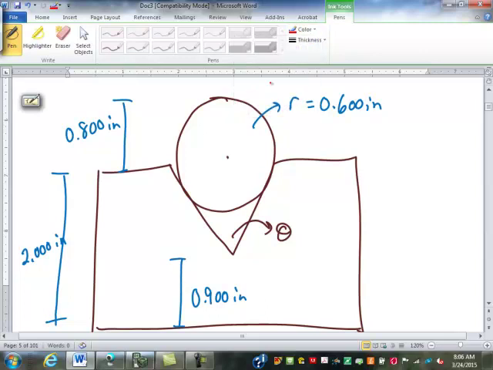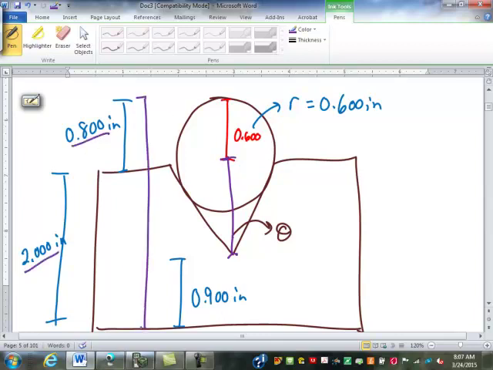So here's what we do. We know this is how much? 0.6. With that information, can we find this dimension right here? Okay, because we got 2.8 here total, minus 0.6 and 0.9 leaves us with 1.3 inches total from there to there, correct? Which means, obviously we know that this radius is 0.6. So we can find this angle here. I'm going to call that angle X.